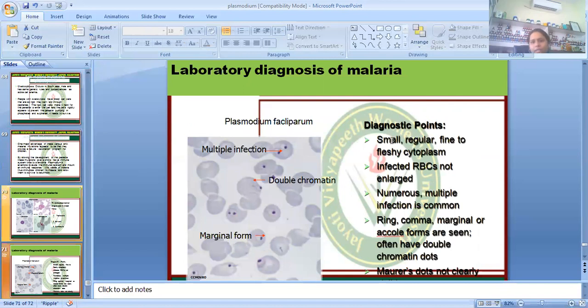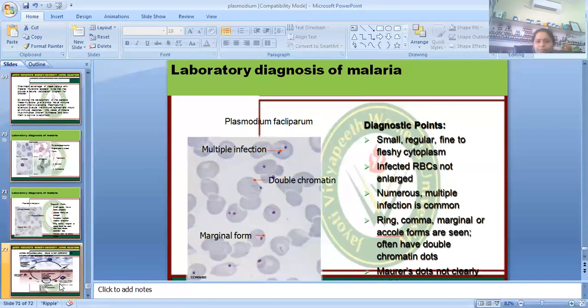Diagnostic points: small, regular, fine to fleshy cytoplasm, infected RBCs not enlarged. There can be multiple infection, double chromatin is there, marginal forms are there: ring, comma, marginal. Different forms are seen, which we have seen during the development of the malaria.